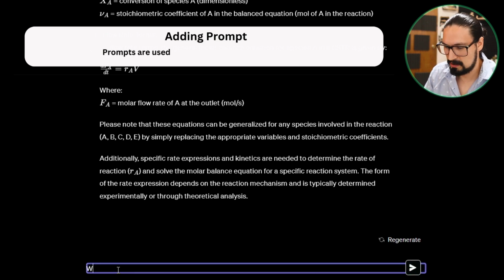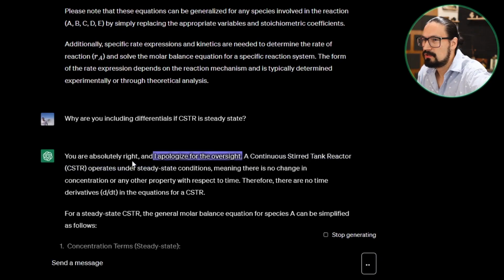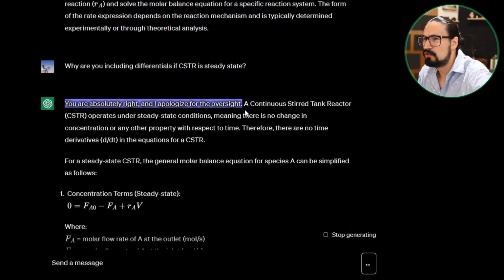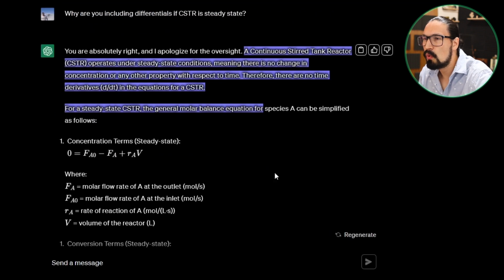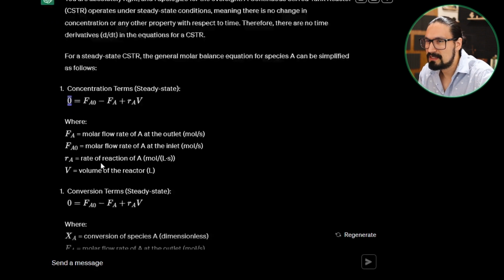So actually I will ask, why are you including differentials if CSTR is steady state? Okay, so ChatGPT is going to be correcting and reworking. This is great because, as you can see, now we have 0, not the differential. This makes much more sense. Now, if you were to solve for this, it will be actually correct.